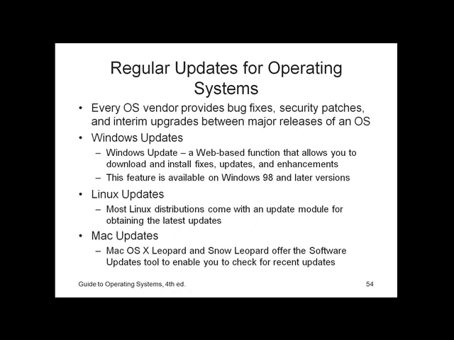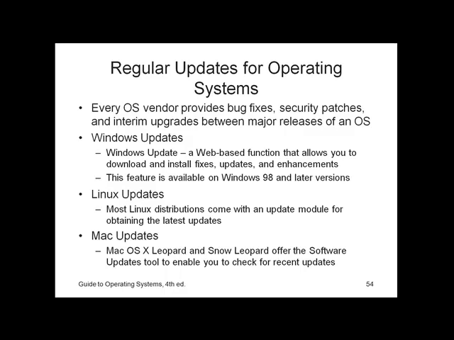Now, every operating system vendor provides bug fixes or security patches and interim upgrades between major releases of an operating system. In Windows, we call those Windows updates. A Windows update is a web-based function that allows you to download and install fixes, updates, and enhancements. Typically, it's found in the control panel of a Windows operating system, and it can be set to run as an automatic install. Particularly on servers, you have the option to download and hold those packages until you have tested them and then choose to roll those upgrades out manually.